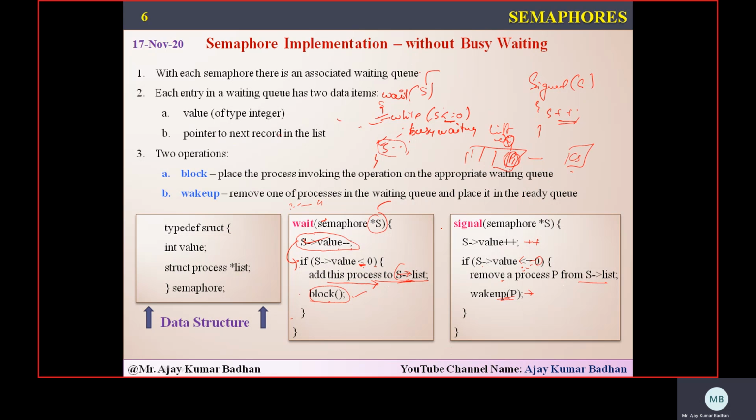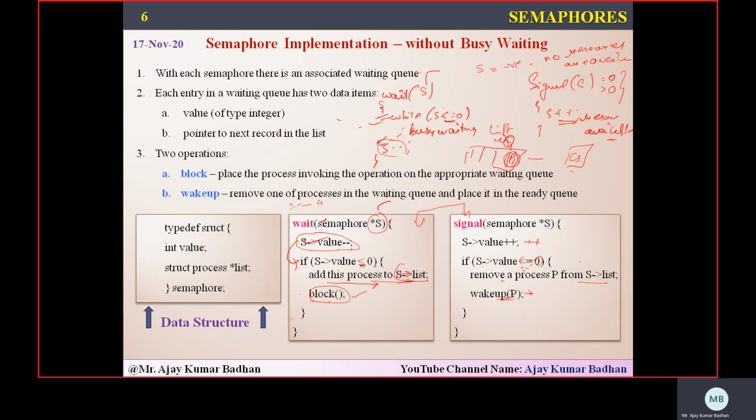So what you are understanding from these two concepts is that if the value of the semaphore is negative, then no resources are available. If it is equal to 0 or greater than 0, then resources are available. So we can directly allocate the resources to that particular process. That is what it's saying in this particular scenario. That is the only difference we have.